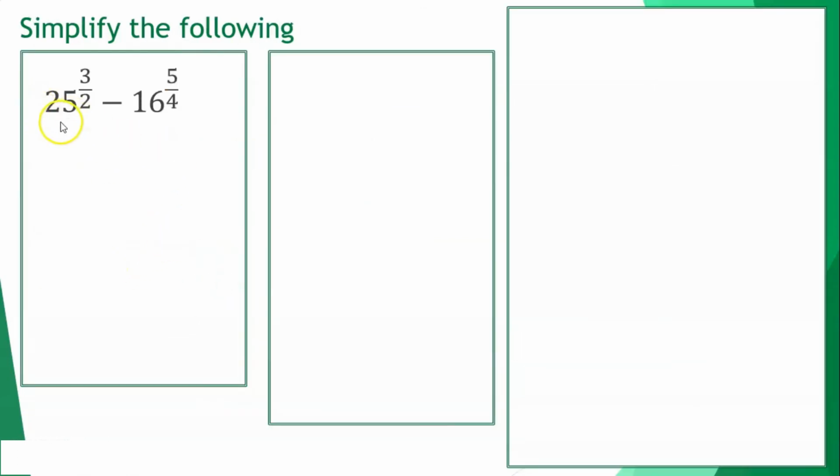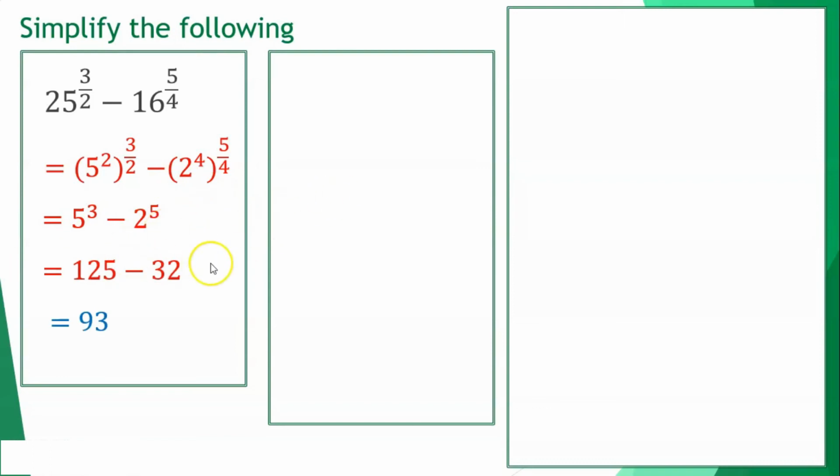Okay, let's have this one. 25 to the power of 3/2 minus 16 to the power of 5 over 4. So take note, rewrite 25 such that the exponent will be 2, and rewrite 16 such that the exponent will be 4. So with this, we will have 5 squared to the power of 3/2 minus 16 can be written as 2 to the power of 4 to the power of 5 over 4. With this, we can cancel 2 and 2. We can cancel 4 and 4. So 5 cubed minus 2 to the power of 5. So that would be 93.